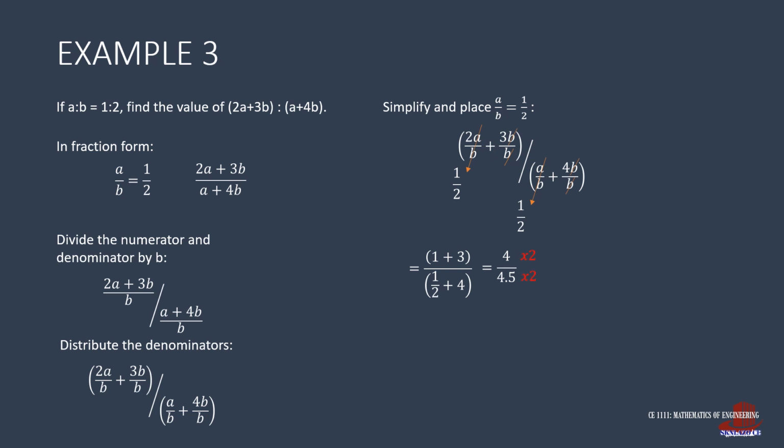Thus, we multiply the fraction by 2. So 2a plus 3b over a plus 4b is equal to 8 over 9. This is the fraction form, and the proportion can also be written as 2a plus 3b is to a plus 4b as 8 is to 9.